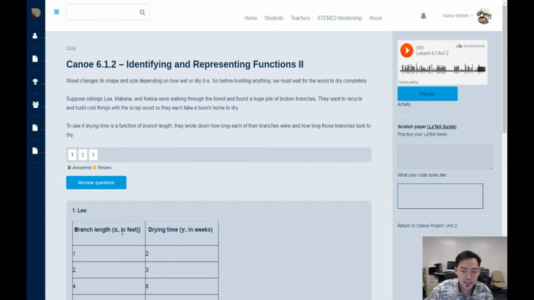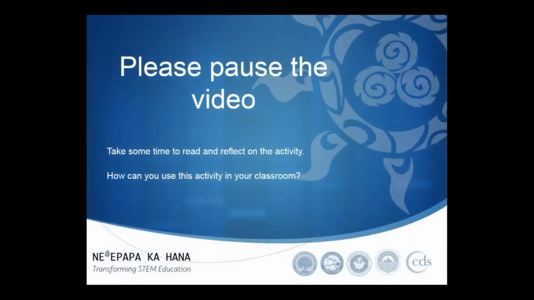Here we have X representing the size of the tree branches, and Y representing the drying time. Here's the data for Leah, Makana, and Kokoa. What our students need to do is to take a look at the data and figure out whether or not they represent a function. They need to emphasize that we can have multiple inputs leading to the same output, but we cannot have one input leading to multiple outputs. That's it for this activity. Please go ahead and pause the video and read and reflect on it.